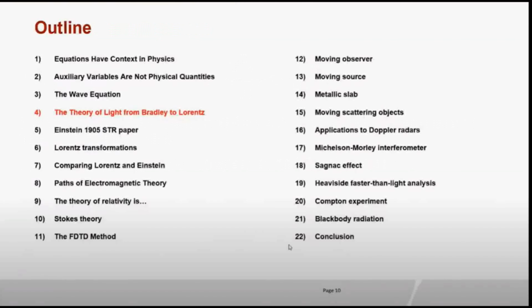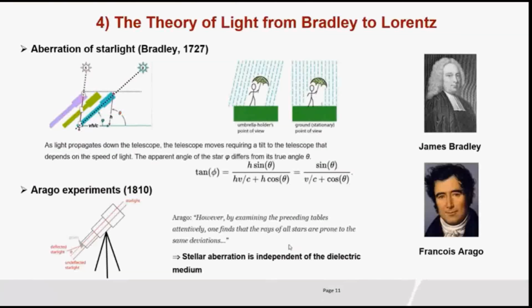So now let's talk about the theory of light from Bradley to Lorentz. Bradley in the 18th century did this analysis about the stellar aberration. Many people know about the stellar aberration. When you look at a certain star, imagine that the star is very, very far. It is so far that the angle of the telescope should stay the same angle of the telescope.